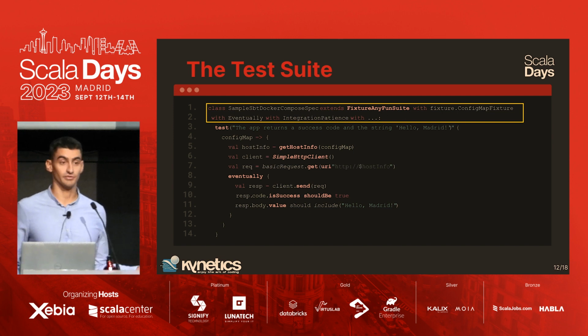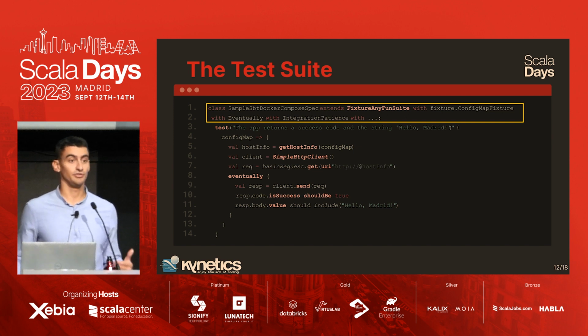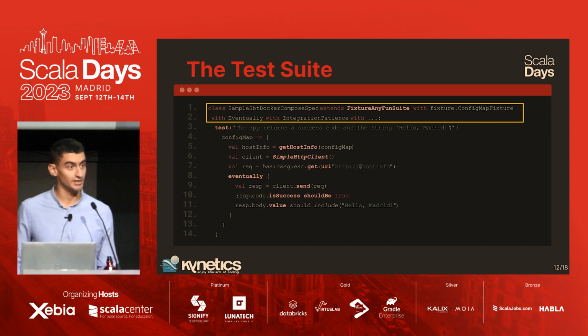Think of a database, for example. It needs time to create all the relevant schemas, tables, maybe initial data, and so on. And so we have to account for this in our testing code, because sbt-docker-compose will start our tests without waiting for the database to be ready, or for any other container to be ready, for that matter. And so we're using eventually.